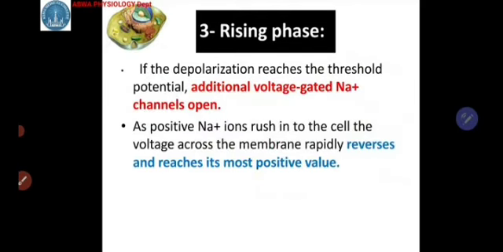Rising phase. Depolarization reaches the threshold potential. It means that there is positivity going on inside the cell. Additional voltage-gated sodium channels open. As the sodium ions rush inside the cell because of the concentration gradient, from higher towards lower concentration, the voltage across the membrane rapidly reverses and reaches the most positive value. The inside becomes positive and the outside becomes negative. This is the most positive value. It is called the rising phase.